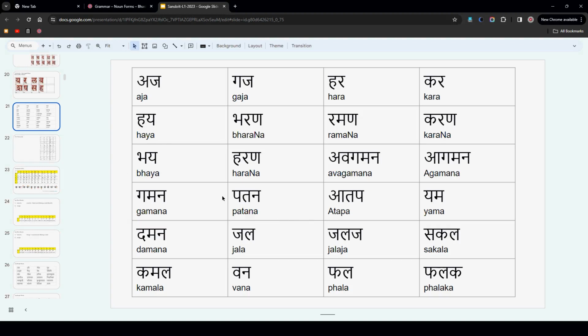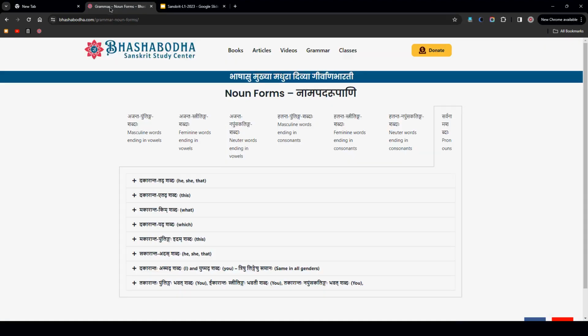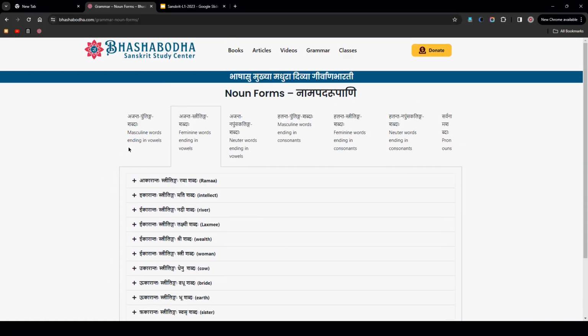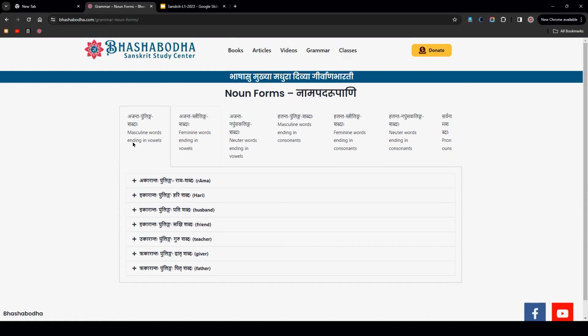And then note that again, it is not necessary that all these words ending in a have to be in a certain gender. So they could be in Pullinga also, in Strilinga also. By the way, there is no word in Sanskritam, there are no Strilinga words ending in a. So here, there are no Strilinga words ending in a, but there are Pullinga words which are ending in a also, which is not shown here. But there are words ending in a, which could be Pullinga.